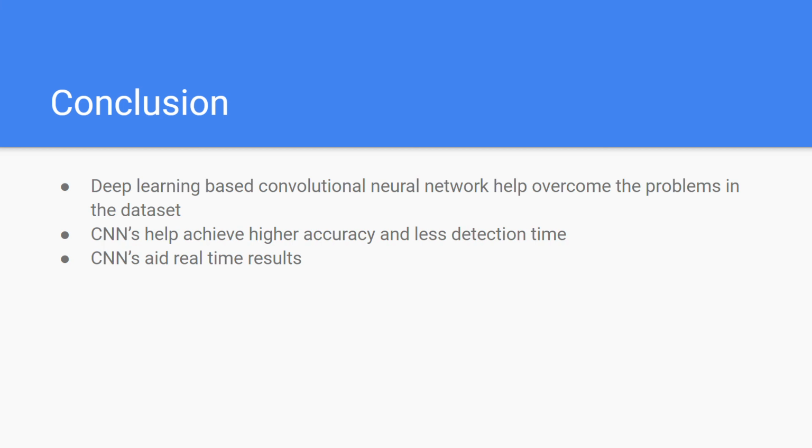So, in conclusion, deep learning based convolutional neural networks can help overcome the problems in the dataset of noise and lighting and blurred images, etc. CNNs also help achieve higher accuracy and less detection times. The CNN are used instead of the computer vision techniques used before, so that real-time results can be achieved, which is very important in a road infrastructure system.